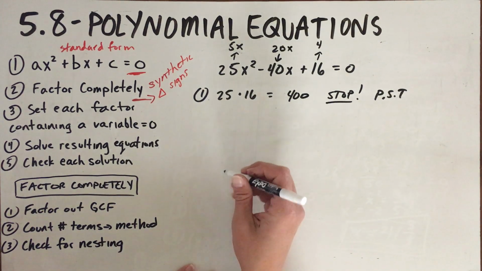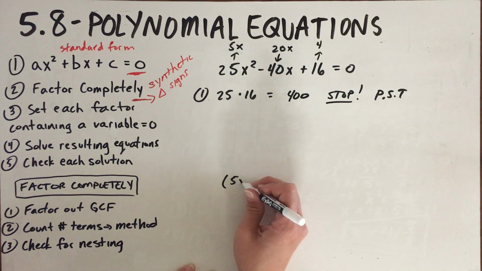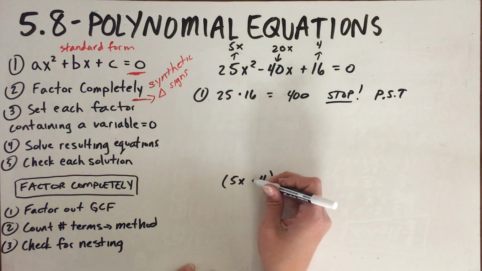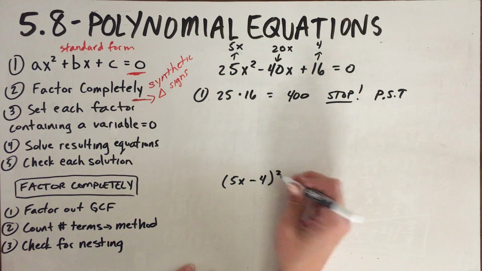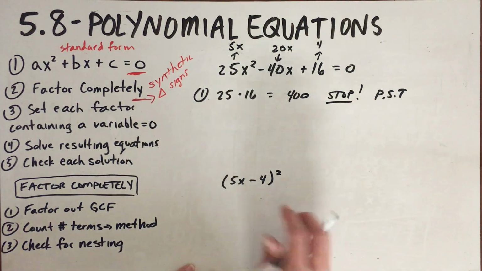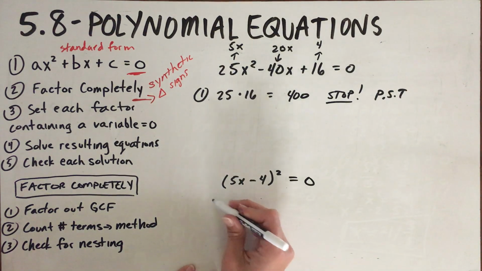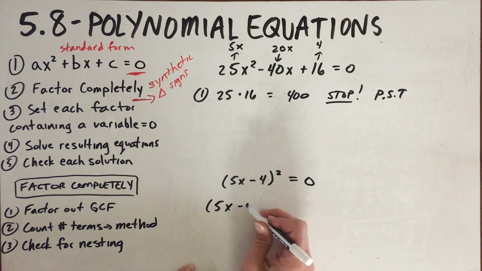Remember that means that I can just dump the factors of 5x in here and the factors of 4. Whatever sign this is, it's going to be the same, and this is going to be squared. Okay, so this is what it looks like in factored form, but right now it's equal to 0. What this means is that I have 2 of these factors.